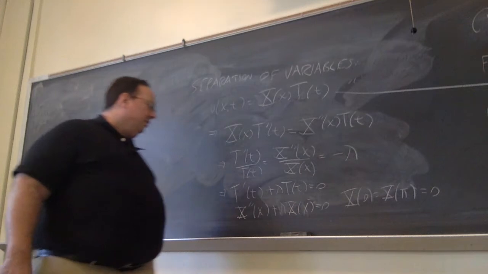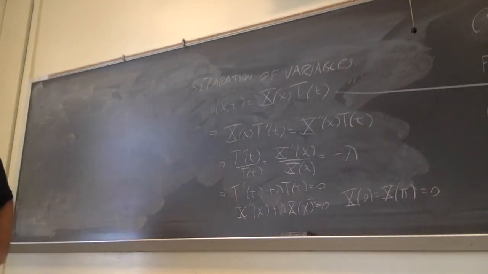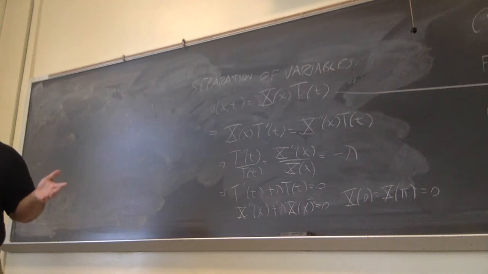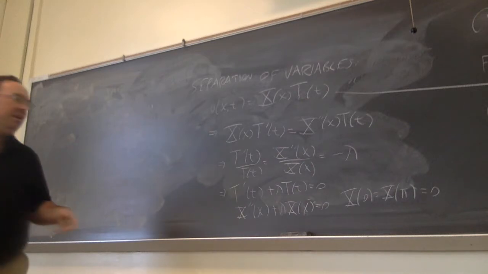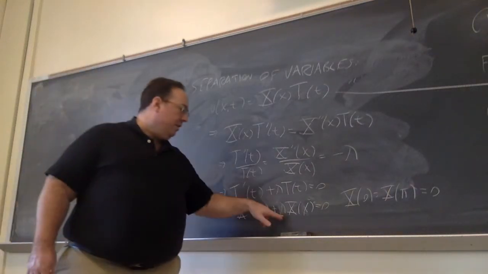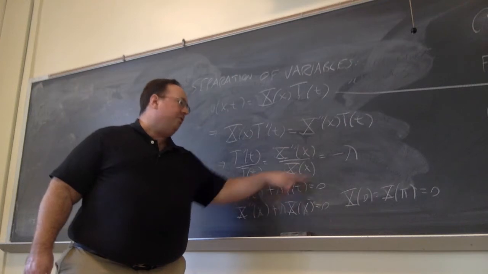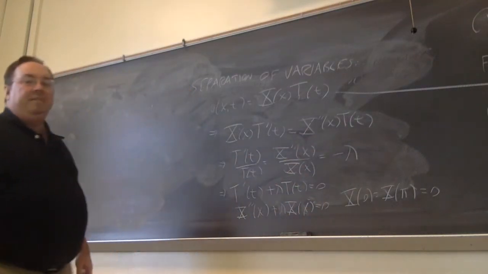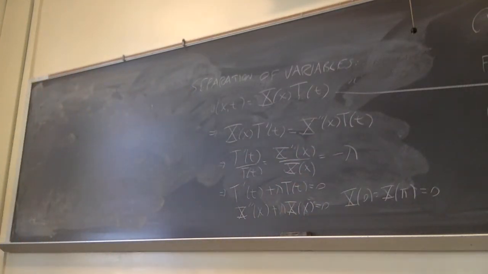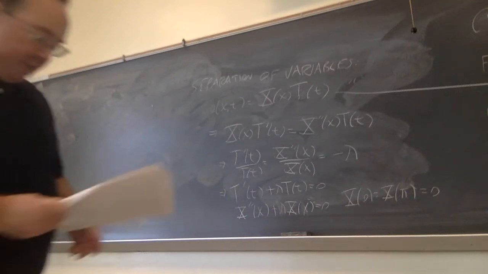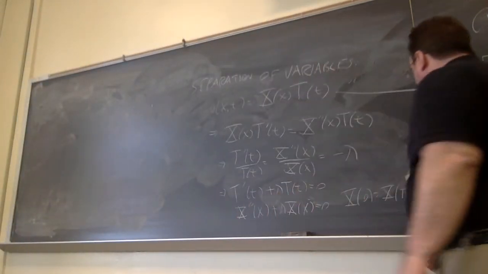If this lambda was negative, you can solve the ODE. You'd have a linear combination of exponential functions, one growing, one decaying. And that also cannot satisfy the boundary conditions unless it's equal to 0. So here, this lambda has to be positive, so the separation constant is negative. So now we can get a non-zero solution.